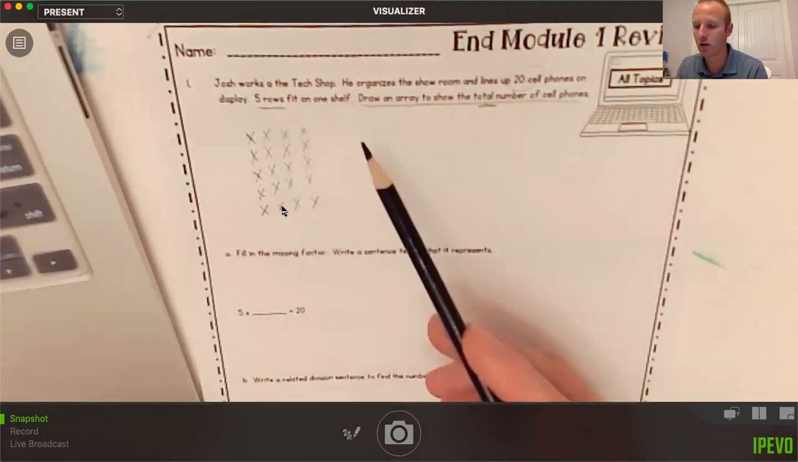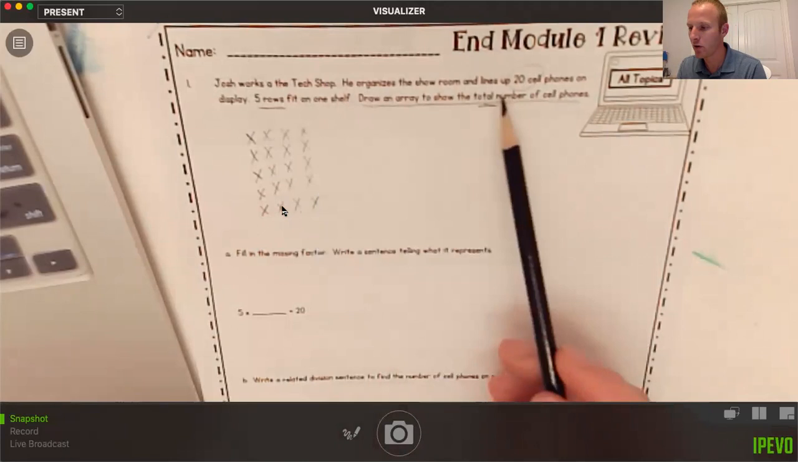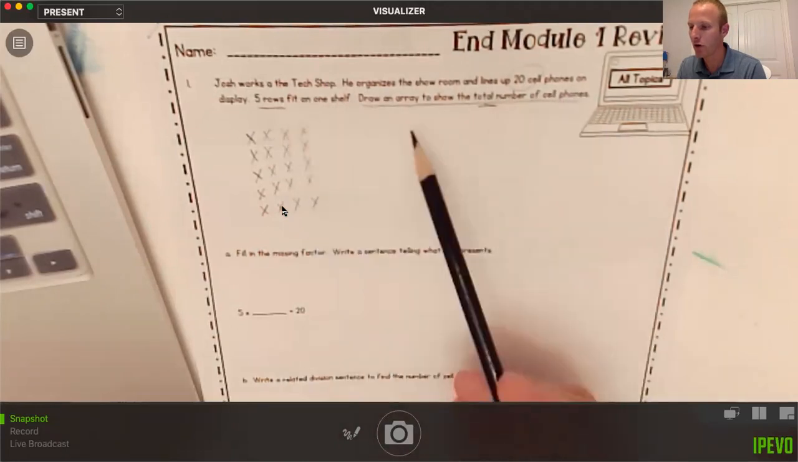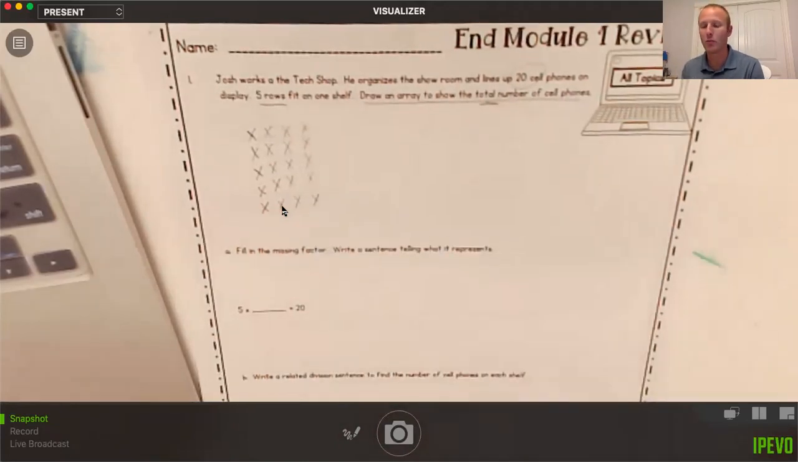Now I'll go back and make sure it didn't ask me to do anything else. He organizes 20 cell phones, 5 on a shelf, and draw an array. So that's it. I'm done with that portion of the problem. It just asked me to draw an array.